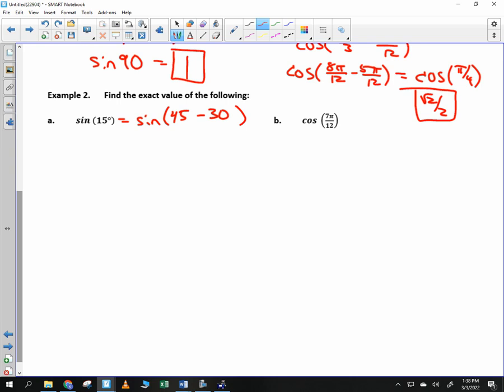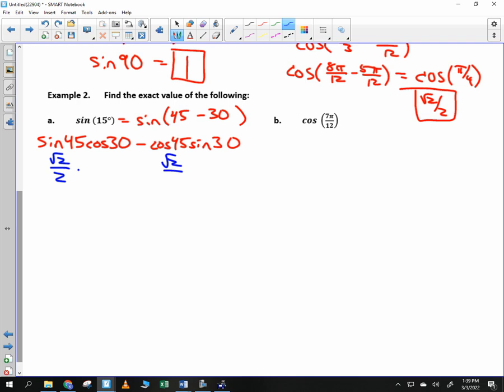So let's expand. How does sine of 45 minus 30 expand? Sine of 45 times the cosine of 30. Good. Now, we've all talked about 45 degrees already, right? What's the sine and cosine of 45 degrees? Root of 2 over 2.